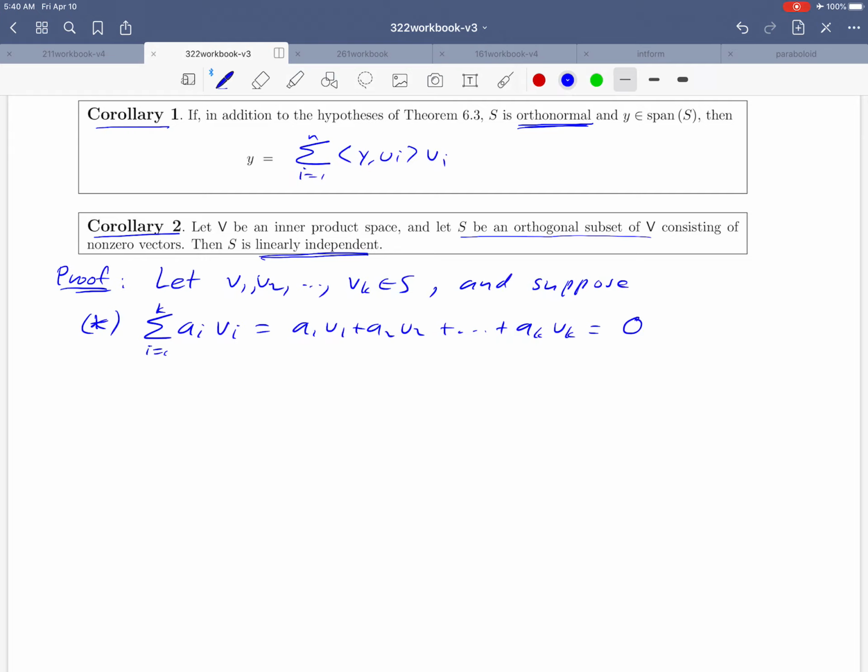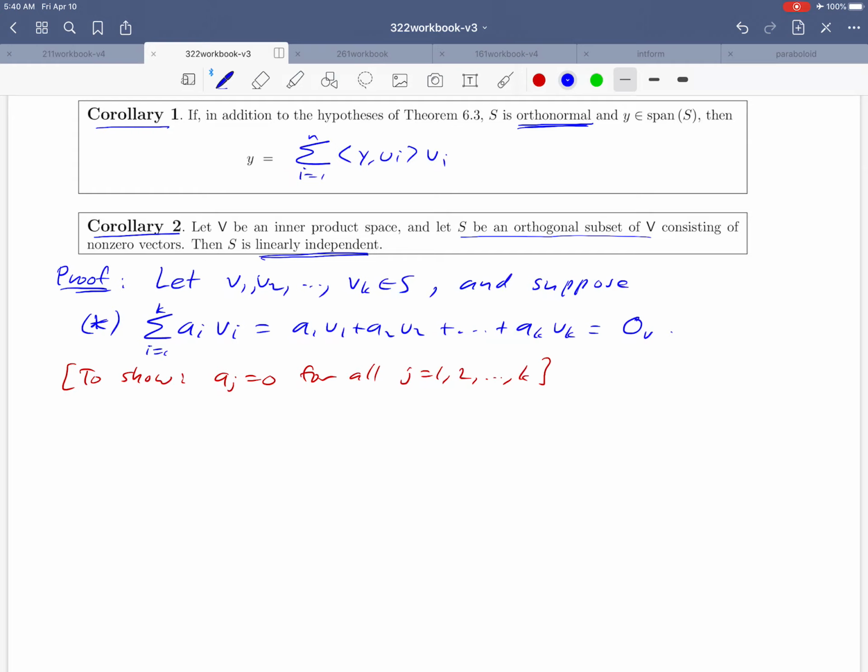Remember, in this chapter, we're using the notation 0v to emphasize that that's the zero vector. And what we need to show is that that linear combination is trivial. In other words, that all of the coefficients are 0. Okay, so let's remind ourselves of that. We want to show that aj equals 0 for all j. Okay, so let's see if we can do that.